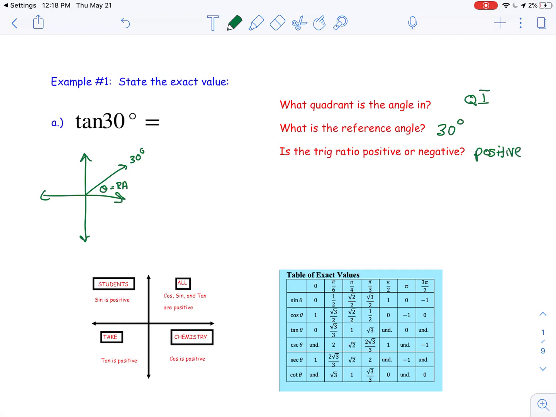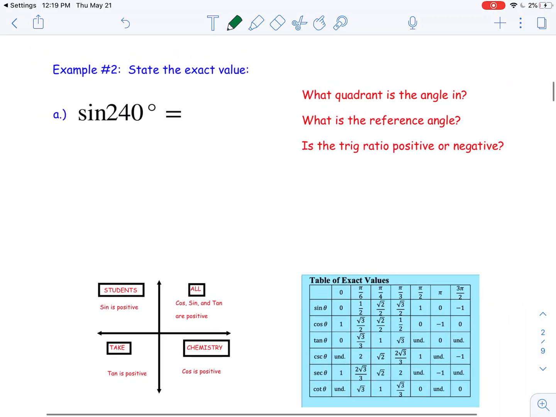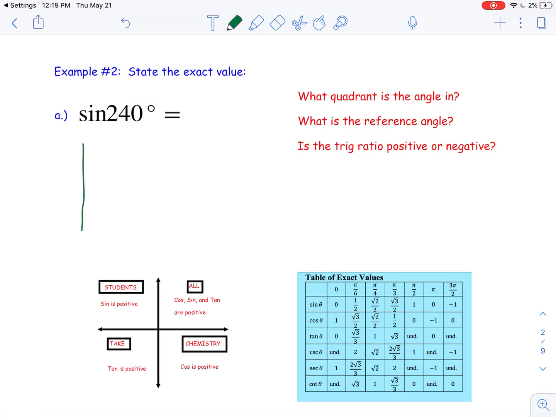So I go to my chart, and I remember this is 0, 30, 45, 60, 90, 180, and 270. I go to my chart. I want to know the tangent of 30 degrees. So my answer is going to be radical 3 over 3. Let's try another one. Sine of 240.